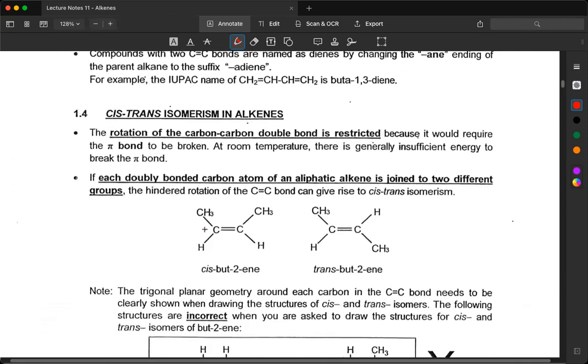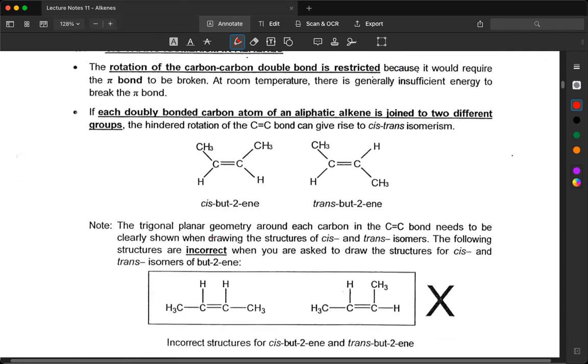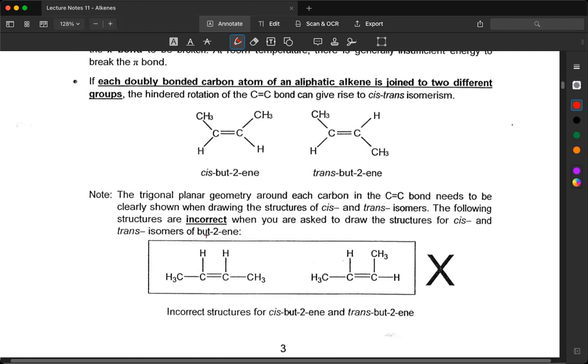The rotation of the carbon-carbon double bond is restricted because it will require the pi bond to be broken. At room temperature, there is insufficient energy to break the pi bond. If each doubly bonded carbon atom of the aliphatic alkene is joined to two different groups, the hindered rotation of the C=C double bond gives rise to cis-trans isomerism. Note, the trigonal planar geometry around each carbon in the C=C double bond needs to be clearly shown when drawing the structure of cis and trans isomers. The structures are incorrect when you're asked to draw the structure of cis-trans isomers because you are not showing the correct structure.